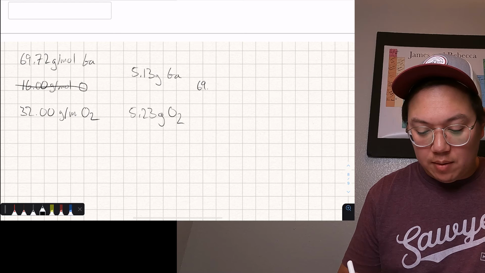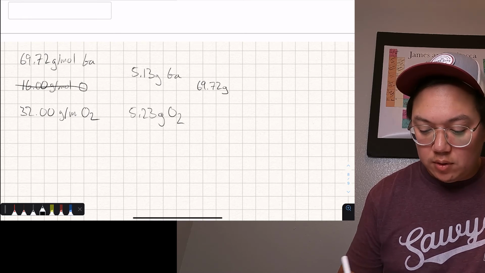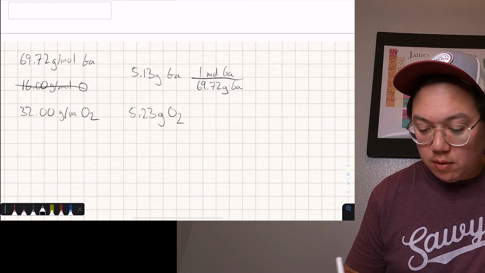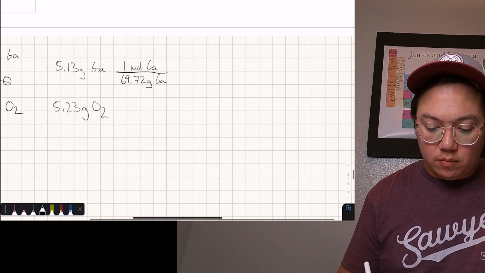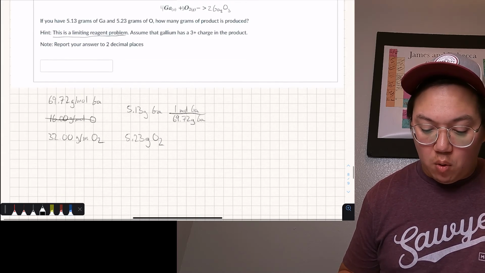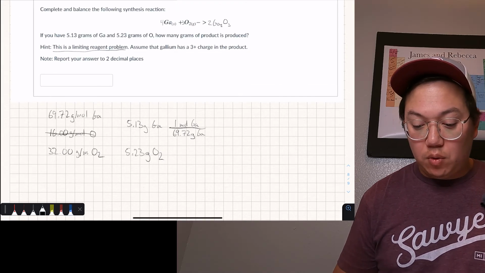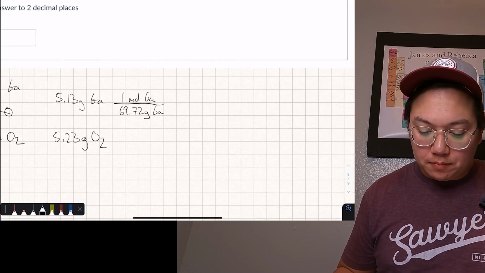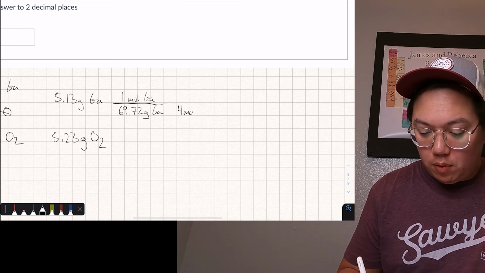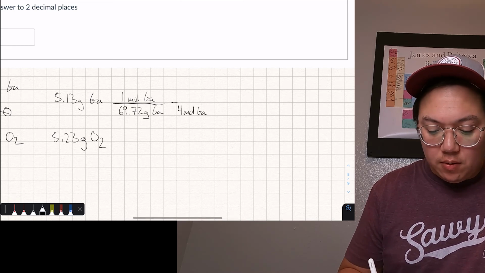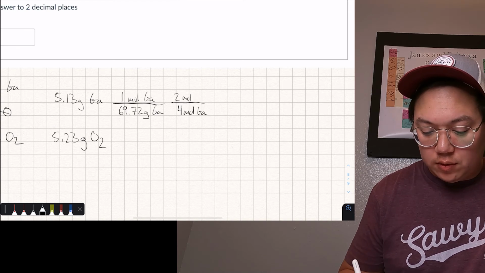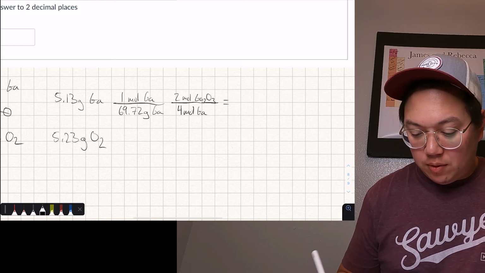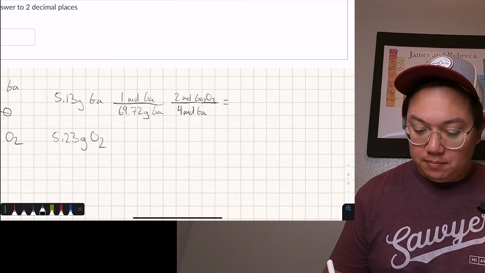We're going to do 69.72 grams of gallium is 1 mole of gallium. And then we need to go from moles of gallium to moles of gallium oxide. So for every 4 moles of gallium, we'll get 2 moles of gallium oxide. And that will give us then our moles of gallium oxide.